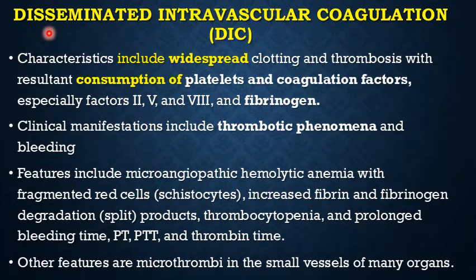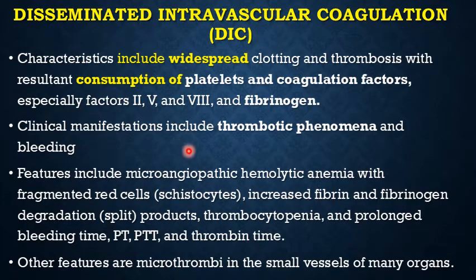Now we are coming to DIC, disseminated intravascular coagulopathy. We will pass quickly on this topic because we spent a lot of time on it in term one, but it is mentioned here because it is one of the important disorders that cause impairment or dysfunction in the coagulation. It is characterized by widespread clotting and microthrombi, resulting in consumption of the platelets and coagulation factors, especially factors 2, 5, and 8, and fibrinogen.